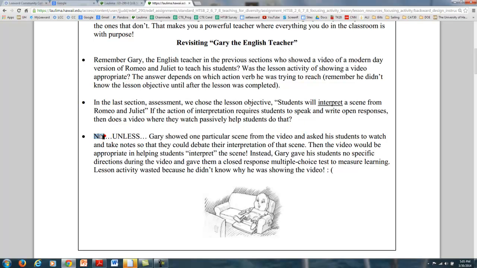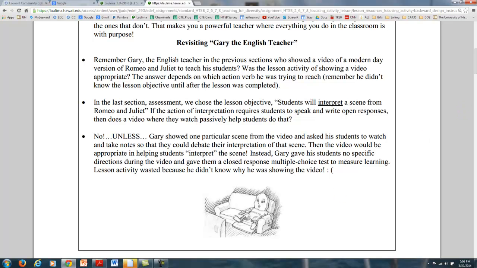And we ask ourselves, does showing a video where they watch passively help students do that? And the answer is no. And so that means Gary shouldn't use the video unless Gary showed a particular scene from the video and asked the students to watch and take notes so they can debate an interpretation of the scene. Then the video would be appropriate, helping students do that. Instead, Gary gave students no specific directions during the video and gave them a closed response multiple choice test to measure learning, and wasted that great activity because he didn't even know why he was showing the video.